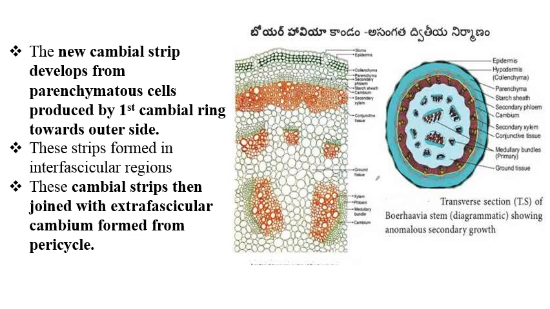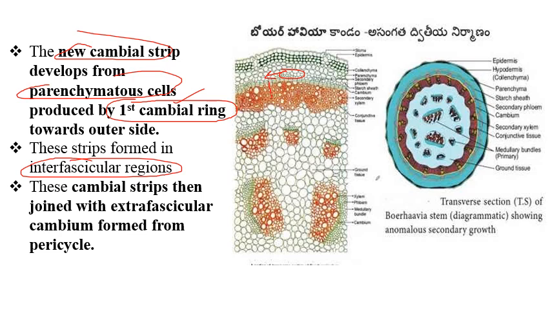कुछ नए कैम्बियम स्ट्रिप्स बनते हैं जो डेवलप होते हैं from the parenchymatous cells produced by the first cambium ring. जो पहली कैम्बियम रिंग है वो कुछ पैरेन्काइमटस सेल्स भी बनाती है towards the outer side, और उससे बनती है नई कैम्बियम रिंग. These strips form in the interfascicular region, और ये बनती है इंटरफेसिकुलर रीजन्स में, मीन्स दो वेस्कुलर बंडल्स के बीच में.